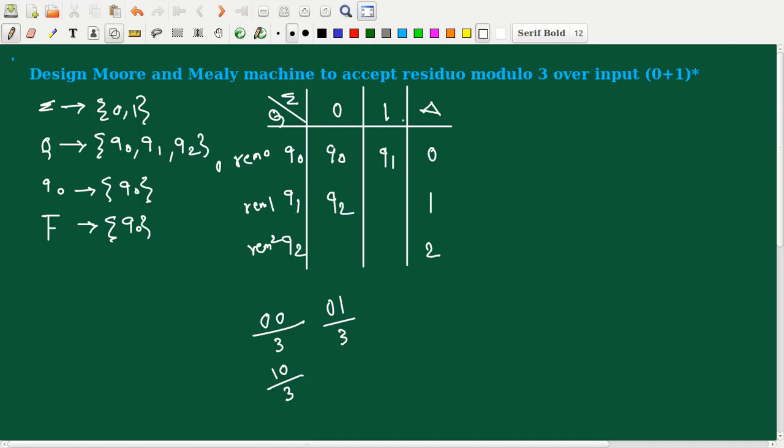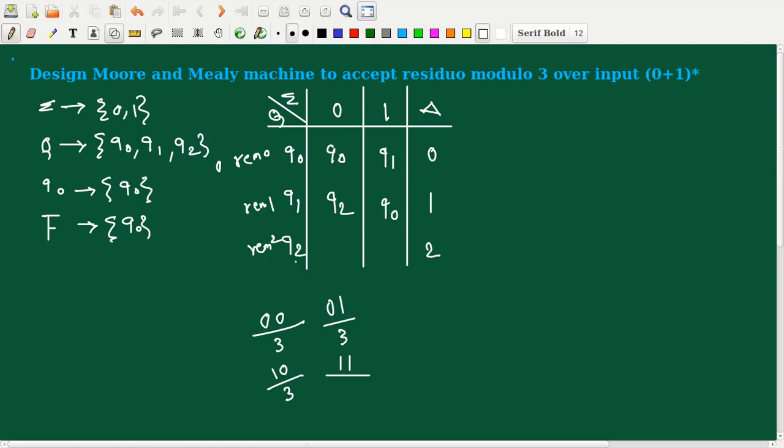Then next I'll provide input 1 to it. Q1 is already 1. I'll provide input 1 to it. It becomes 11 in binary. I have to convert it into decimal. Its decimal conversion is 3. So 3 divided by 3 gives me a remainder 0. So the state for remainder 0 is Q0.